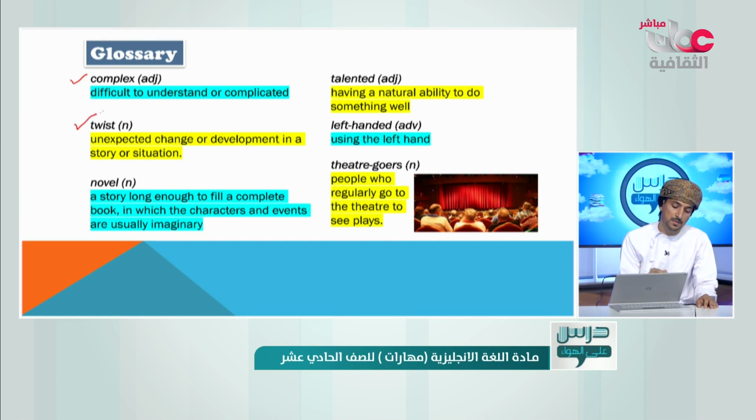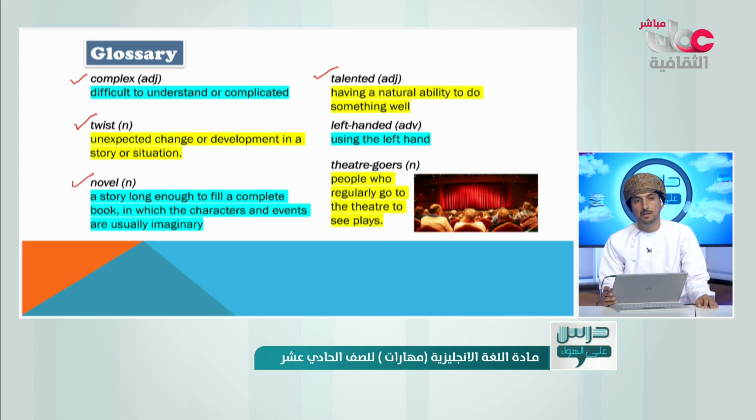And we have twist, an unexpected change or development in the story or situation. Novel, it means a story long enough to fill a complete book in which the characters and events are usually imaginary. We have also here the word talented. It's an adjective. Having natural ability to do something well. When someone is talented, he is an expert, he has lots of interests.